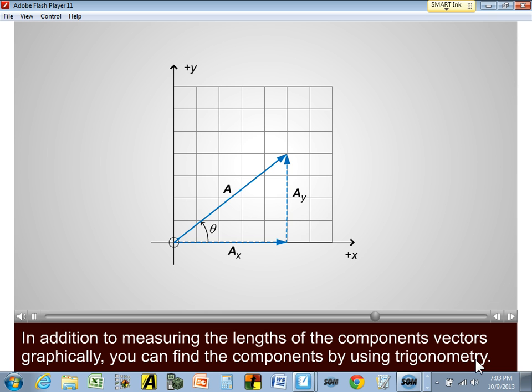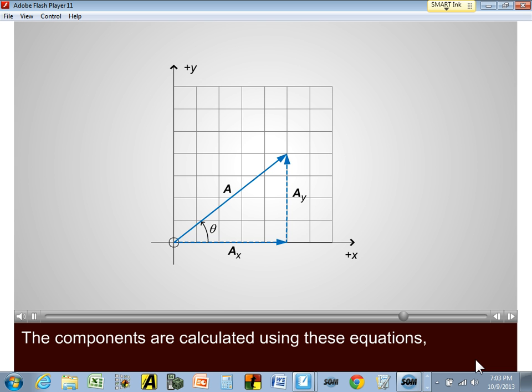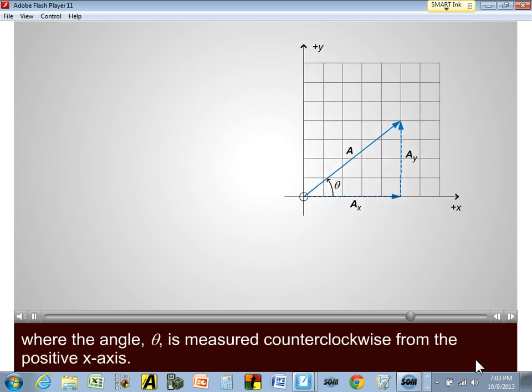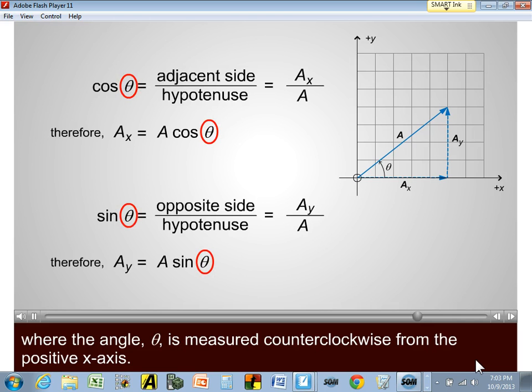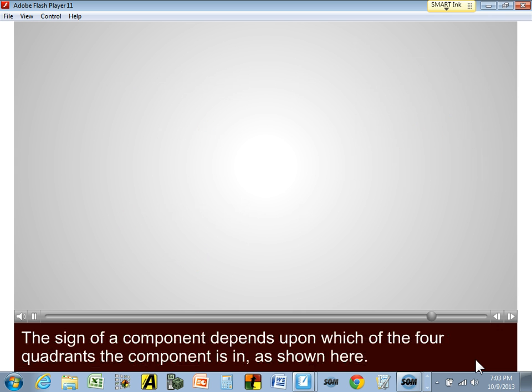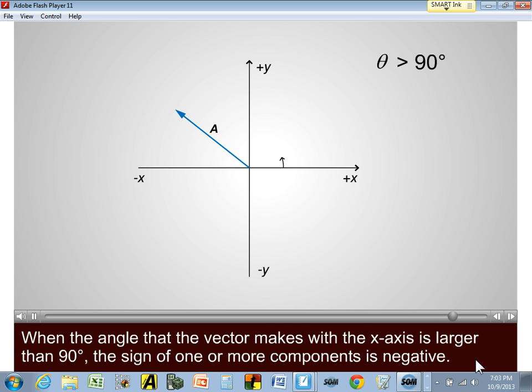In addition to measuring the lengths of the component vectors graphically, you can find the components by using trigonometry. The components are calculated using these equations, where the angle θ is measured counterclockwise from the positive x-axis. The sign of a component depends upon which of the 4 quadrants the component is in, as shown here. When the angle that the vector makes with the x-axis is larger than 90 degrees, the sign of one or more components is negative.